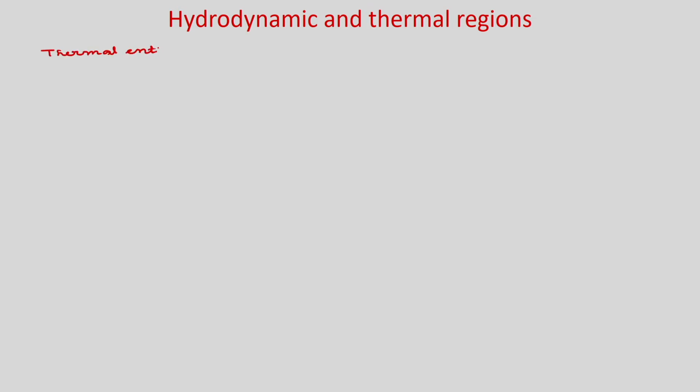Thermal entrance length, which you have denoted as LT. So, in this particular case you can see that whether Prandtl number is greater than 1 or less than 1, both cases the thermal boundary layer will merge at the core.